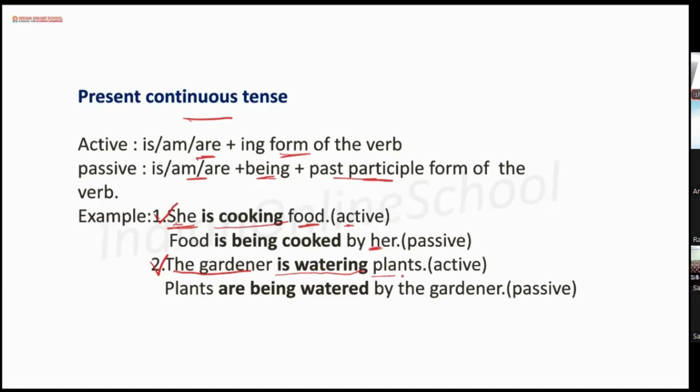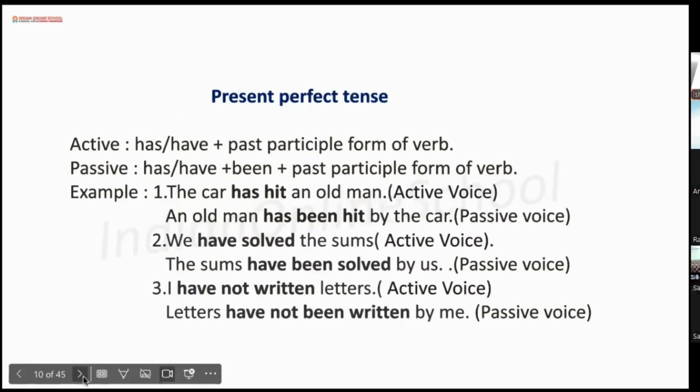Plants. Very good. So when you convert this sentence into passive voice, the object comes at the place of the subject. So the plants come at the front. The plants are being watered by the gardener. Here the gardener was the subject. Now the gardener is the object. And for the present continuous tense, you have to remember we use being and the past participle form of the verb. Okay. Now, let's move to the present perfect tense.